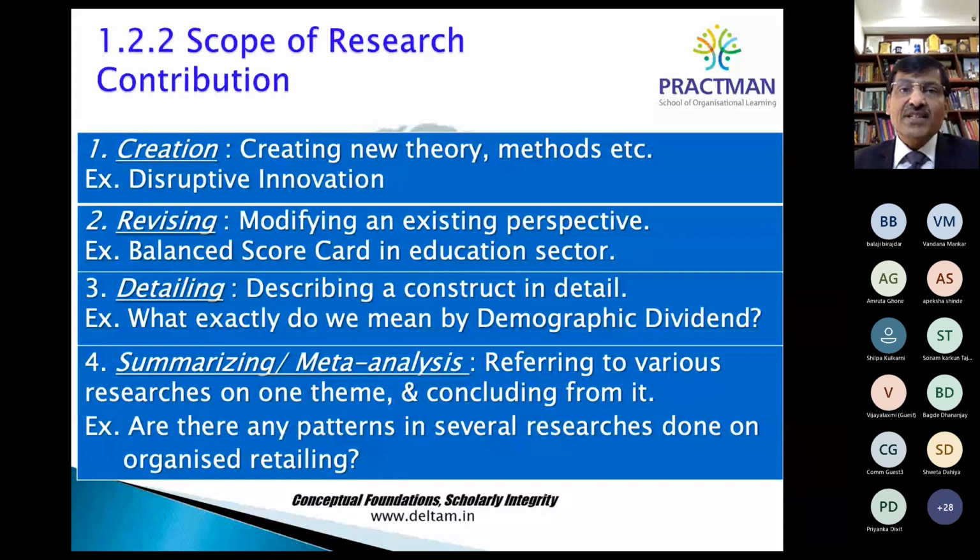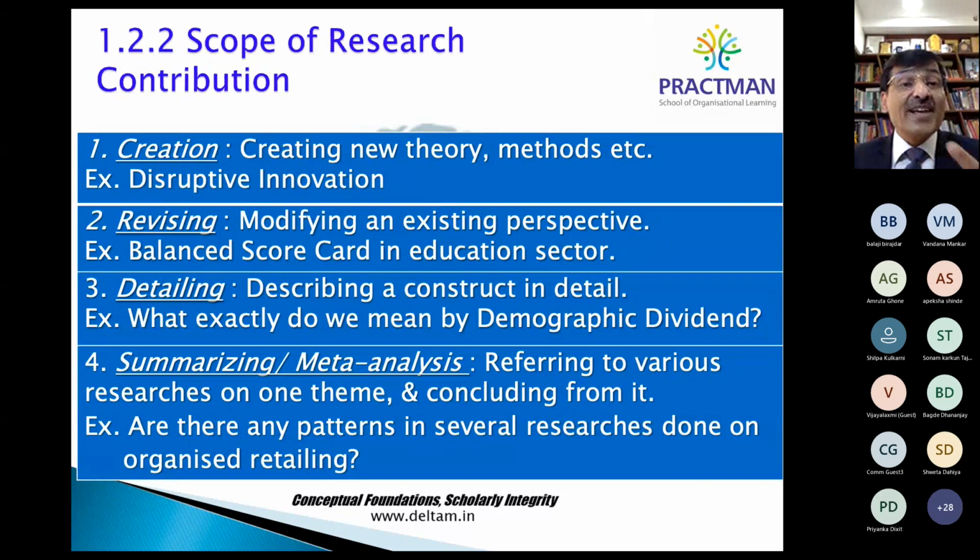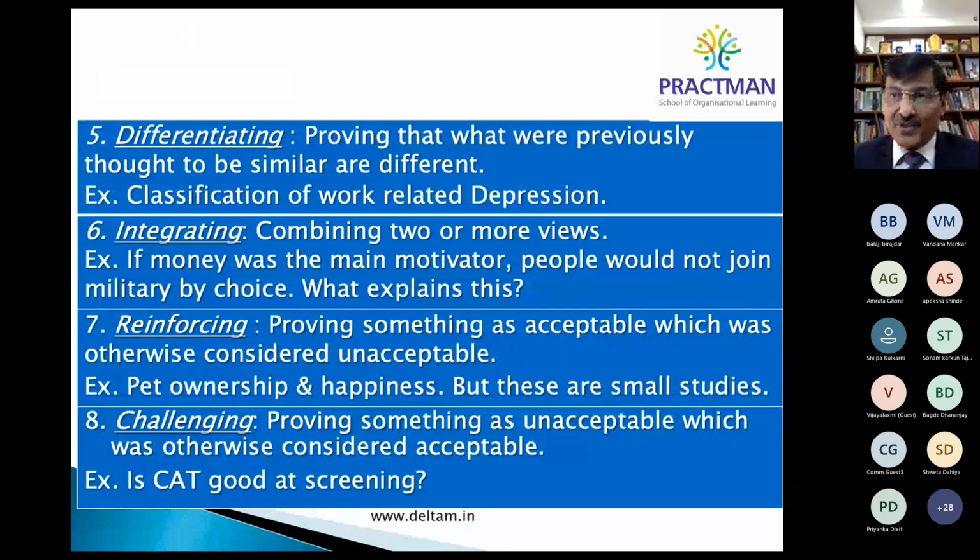Somebody, what he does is he neither creates something new, nor revises, nor details out, but he looks at various researches being done in one particular area only. And from those researches, he tries to take out themes. He tries to develop a framework out of it. He tries to draw certain conclusions that based on 50 such researches, we can say this. That is called a summarizing kind of research, or that is also called meta-analysis kind of research. That also is one of the scopes of research.